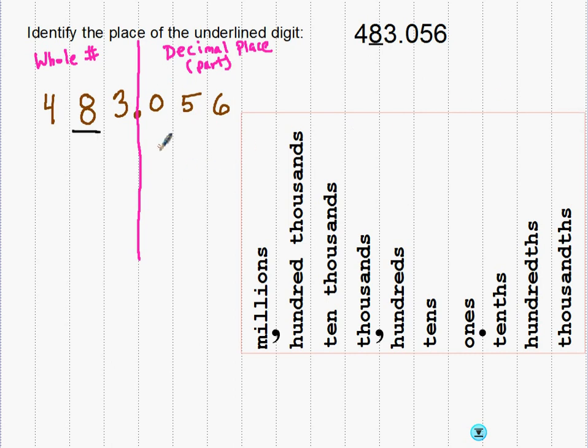All right, now to find my place, I'm going to start at my decimal point and use it as a reference. And I can see that my underlined digit is 2 places to the left. So comparing it to my place value chart, 2 places to the left would be ones, tens. So my 8 is in the tens place.